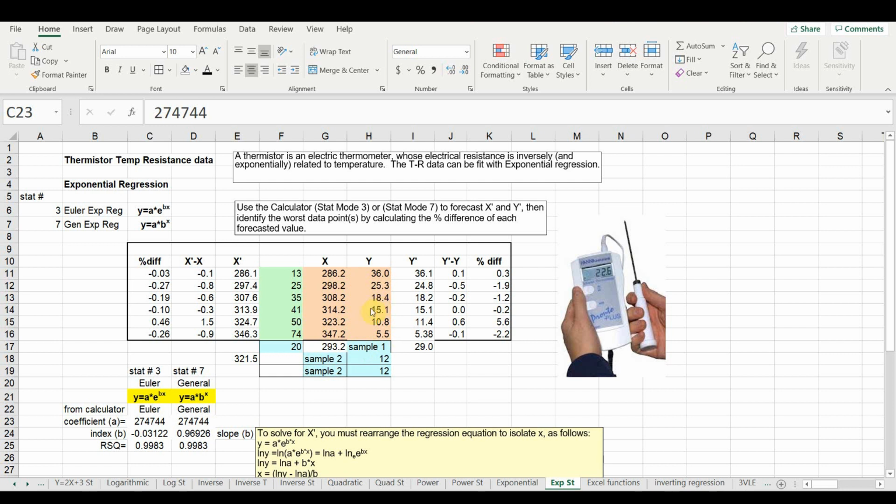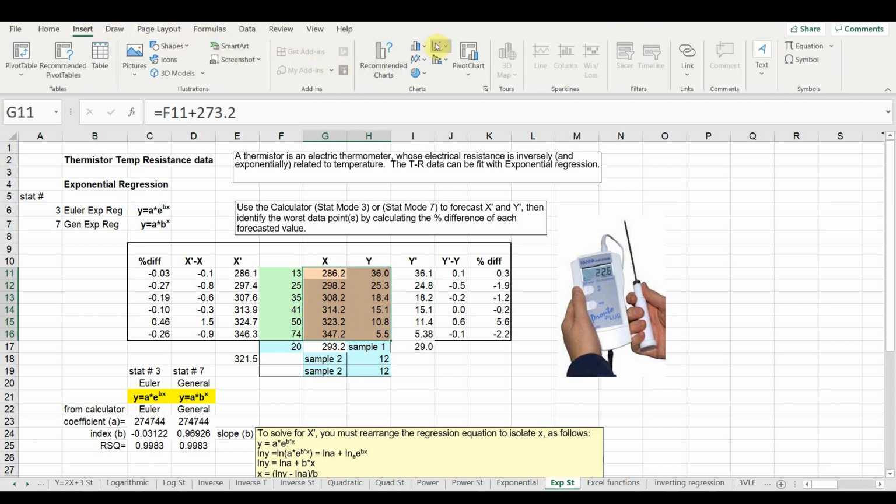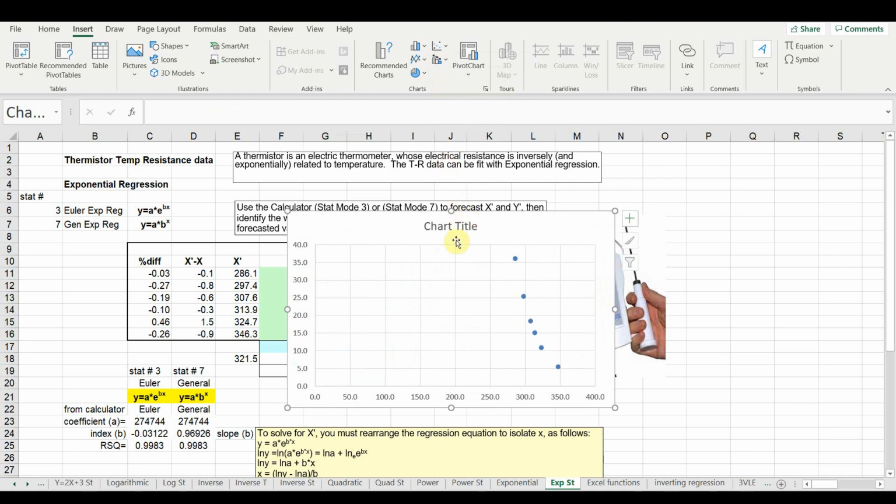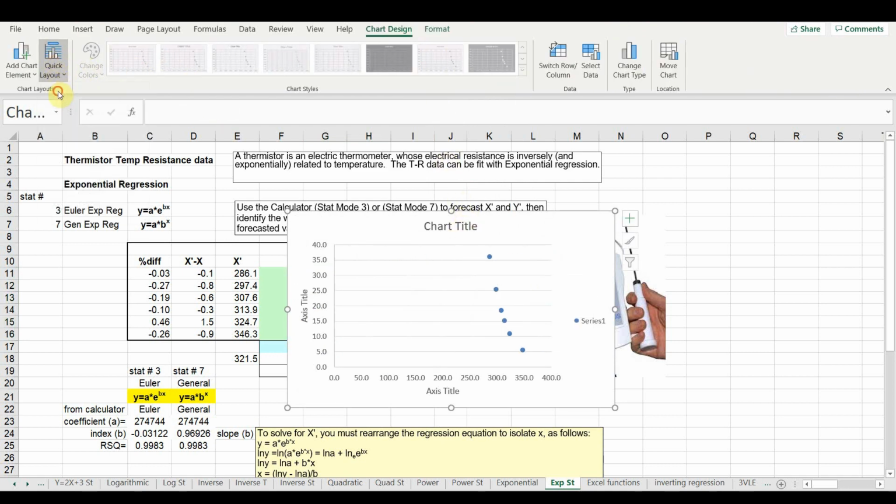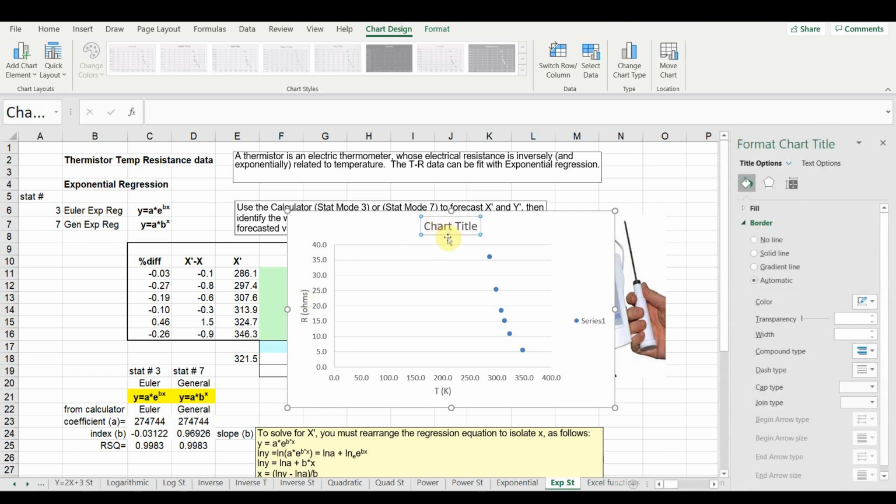Okay, so let's go ahead and plot this data in Excel and see what it looks like. We'll select the X and Y values directly. Insert a scatter plot, just markers. Quick layout 1. X-axis title: these are temperatures, Kelvin. And the y-axis, this is a resistance in ohms. And the title will be resistance versus temperature in Kelvin.